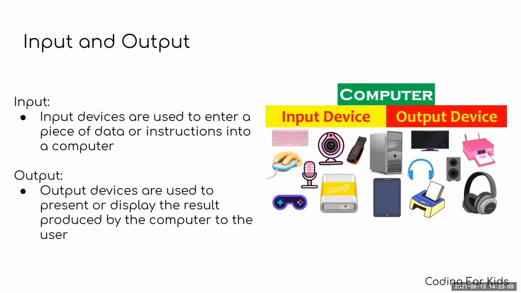And then the output devices are used to present or display the result produced by the computer to the user. For example, if I'm using a microphone, you guys can hear my voice through a speaker or a headphone. Anyway, you can still hear my voice. So those are output devices, because input is something you're giving.